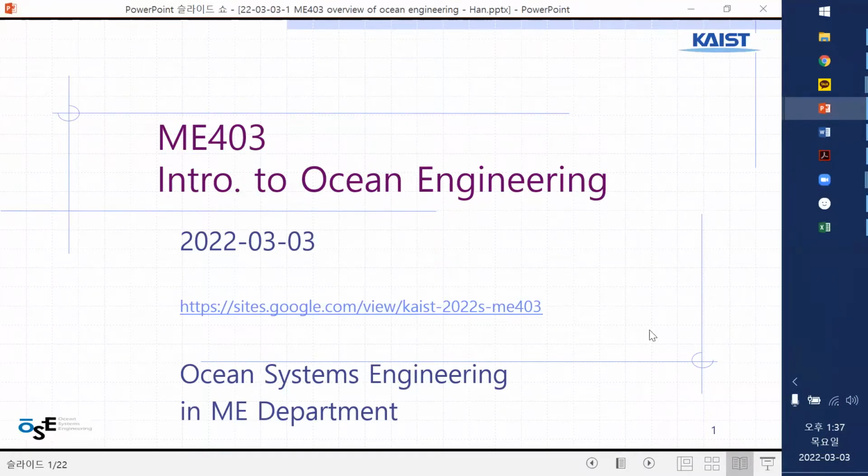Ocean engineering. Because we have two textbooks, one semester I start from naval architecture. The other semester I start from ocean engineering. Also, one semester my lecture first, the other semester student lecture first. Each class hour of 90 or 75 minutes is divided into three parts. And I did not explain this one before.